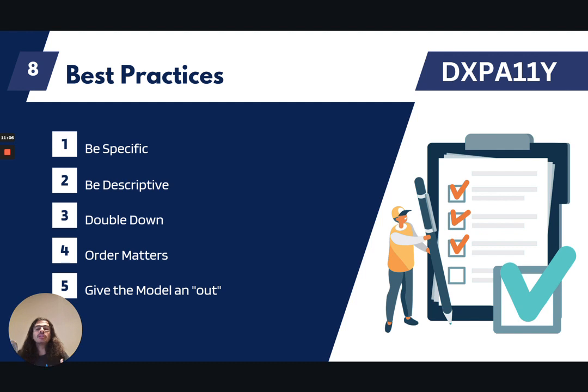And finally, give it an out. What we mean by that is instead of just letting it hallucinate and come up with something, even if it doesn't know the answer, you can tell it, if the answer is not within this content, say I don't know. So it doesn't hallucinate, or it tries not to hallucinate and says I don't know.